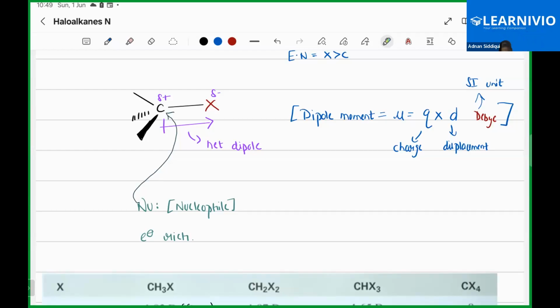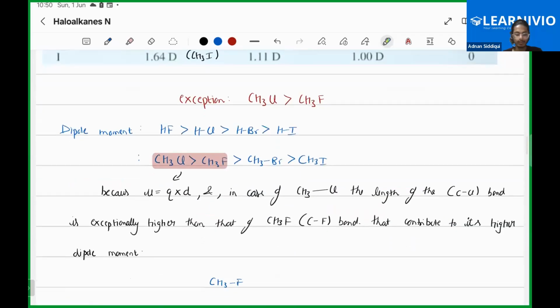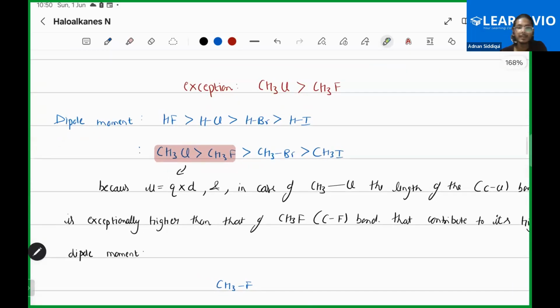Right, tell me. Sir, the displacement is higher for chlorine. Yes, it is exceptionally high. For example, you can see the answer here. The ideal dipole moment is this. As we are going from fluorine to iodine, the dipole moment is decreasing. But for this specific case, here we are observing this exception.